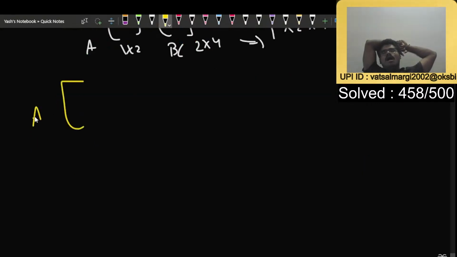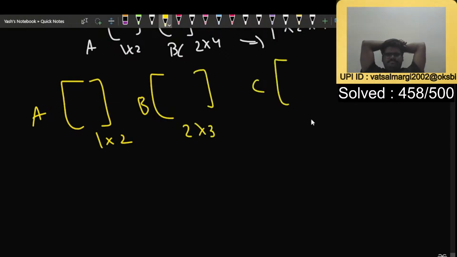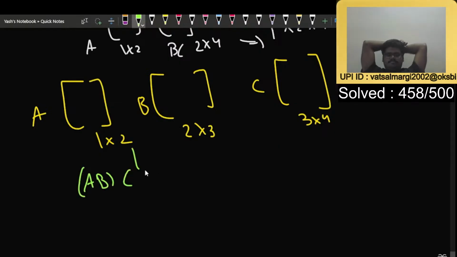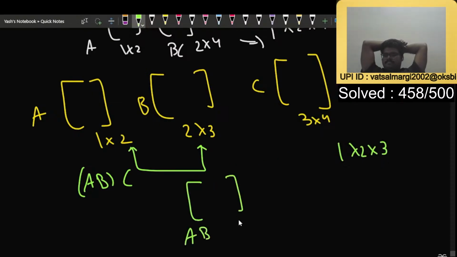Let's say we have matrix A, which was 1 cross 2, matrix B, which was 2 cross 3, and matrix C, which was of dimension 3 cross 4. Suppose we try the other way, where AB is multiplied first, and then we multiply the result with C. If we multiply these two matrices, the cost would be 1 into 2 into 3, and this AB matrix will be of dimension 1 cross 3.